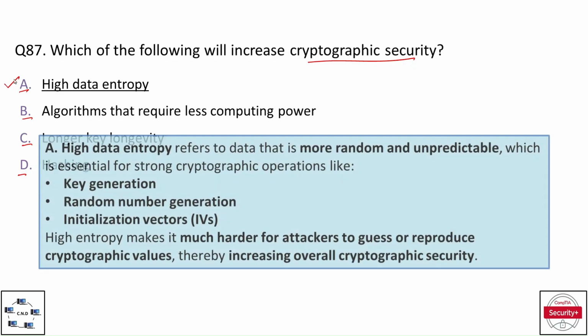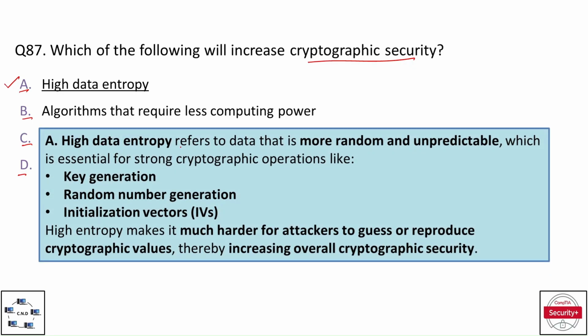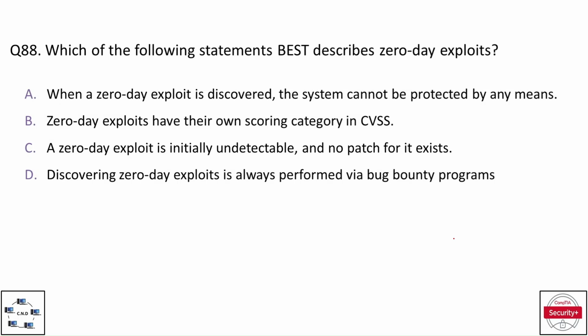So what is high data entropy? High data entropy refers to data that is more random and unpredictable, which is essential for strong cryptographic operations like key generation, random number generation, and initialization vectors. High entropy makes it much harder for attackers to guess or reproduce cryptographic values, thereby increasing overall cryptographic security.